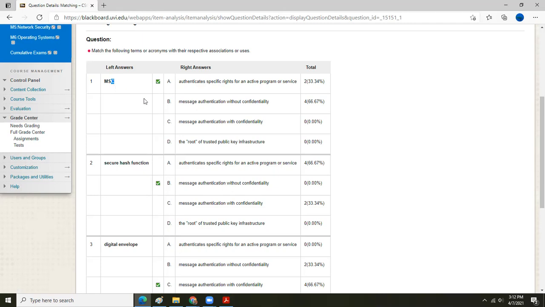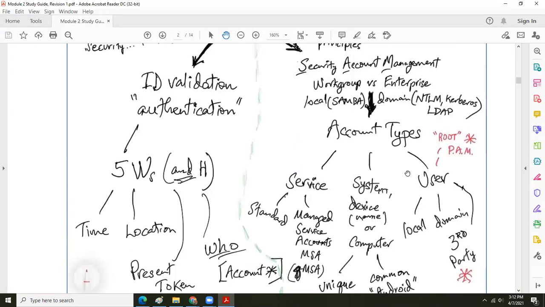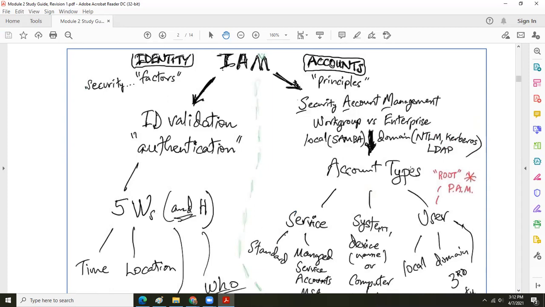For this MSA, it would say authenticates specific rights for an active program or service. If it's a managed service account, it authenticates the rights for a service account. Once again, we have a variety of account types. When you're looking at IAM, you have 2 sides of the house, the identity side of the house and the account side of the house.